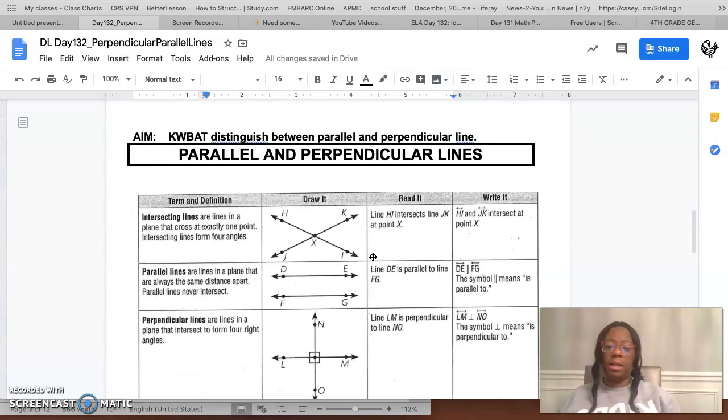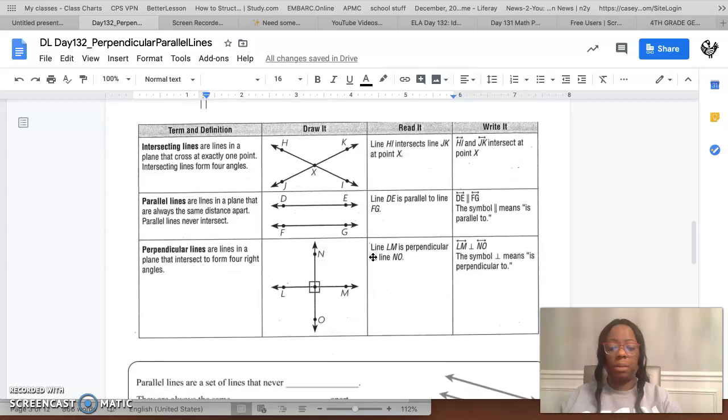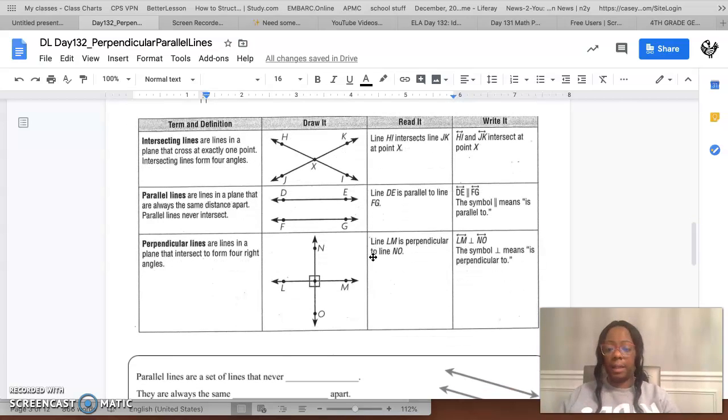Today our aim is that Kipsters will be able to distinguish between parallel and perpendicular lines. Now, I have a little chart below that I want you guys to look at. Right now, you can press pause, take a moment, read through the chart, and I'll be right back.